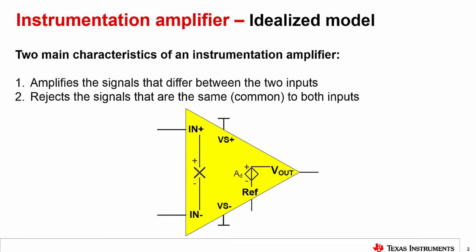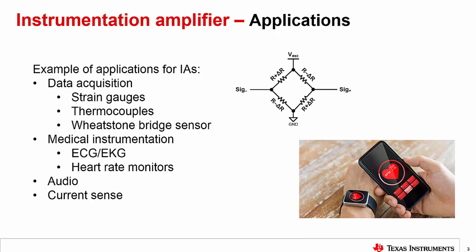To recap from the previous lecture, an instrumentation amplifier, or IA, can be idealized as an electrical circuit that amplifies the signals that differ between its inputs and rejects the signals that are the same on both inputs. IAs are excellent at extracting weak or small signals from noisy environments and delivering an amplified result to be precisely processed. They play a vital role in many applications. Everything from precision data acquisition to signal amplification and critical medical instrumentation.